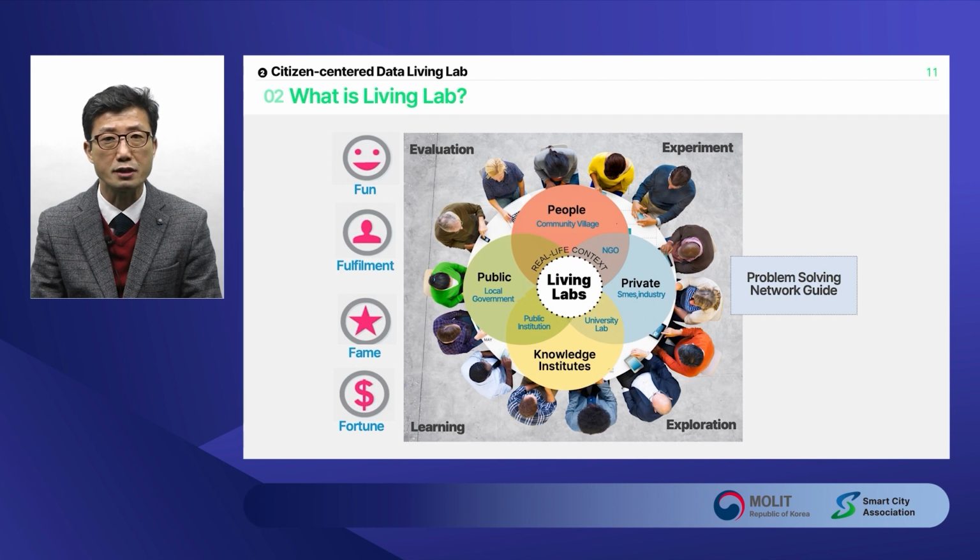Previously, it was a triple helix model composed of the industry, the academy, and the business. Other innovation models exist, such as a quadruple helix or multiple helices, where users or citizens participate.